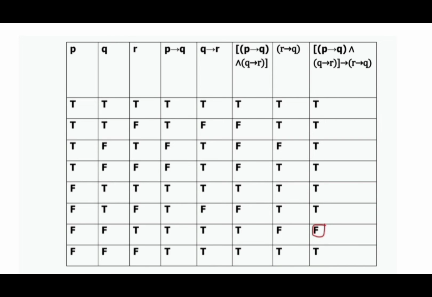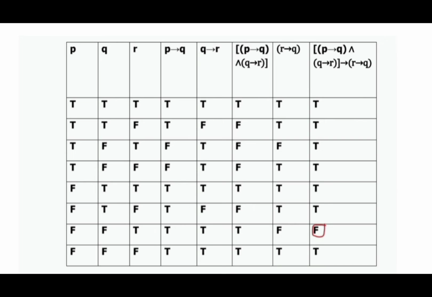In the first columns, we put the given statements. The first statement is P, which you fill with four true and four false. The second statement is Q, filled with true, true, false, false, true, true, false, false. The third column is R: true, false, true, false, true, false, true, false.